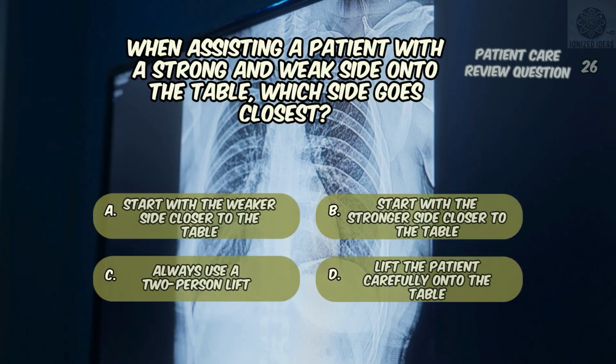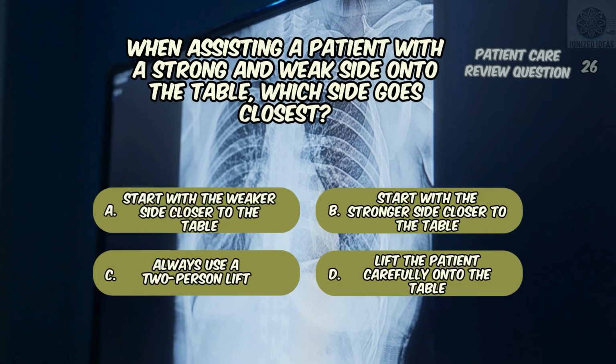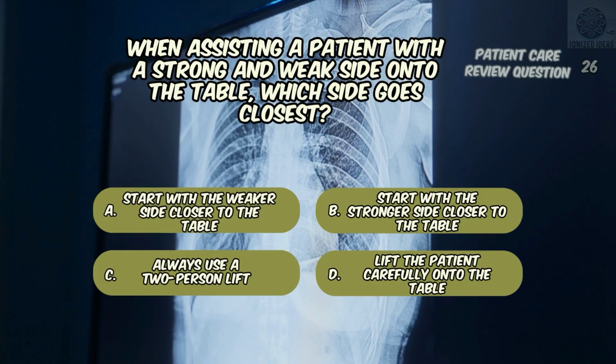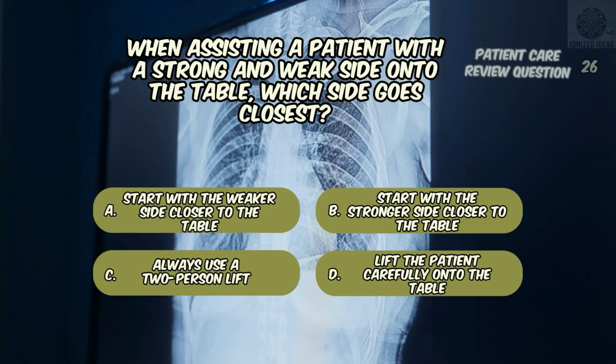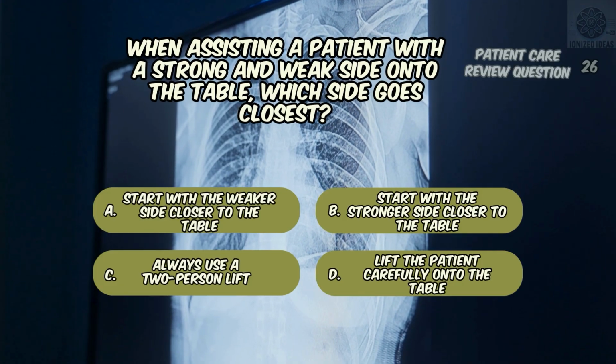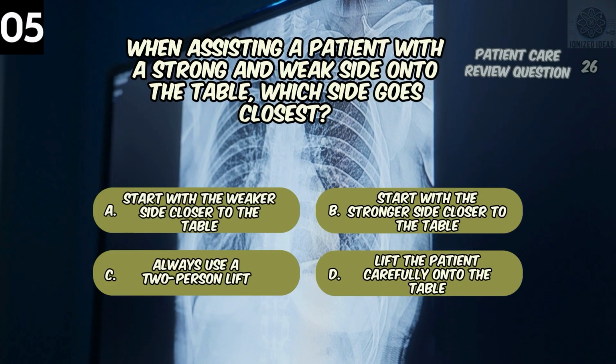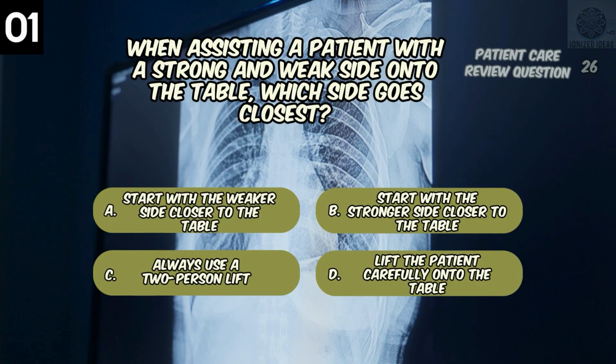When assisting a patient with a strong and weak side onto the table, which side goes closest? A. Start with the weaker side closer to the table, B. Start with the stronger side closer to the table, C. Always use a two-person lift, D. Lift the patient carefully onto the table.